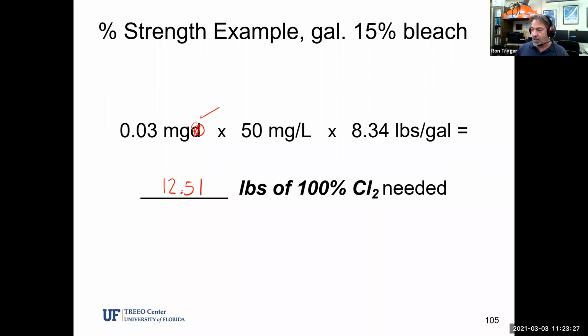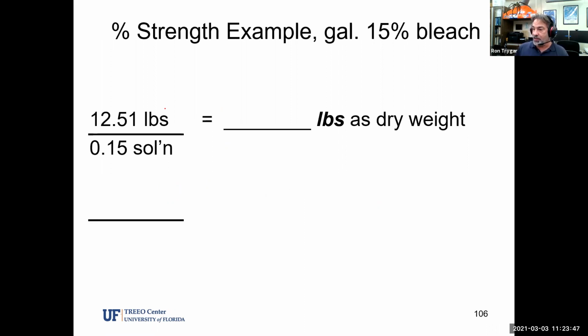12.51 pounds of chemical. Now notice it's significantly more than the previous example because now we're dosing 30,000 gallons instead of 10,000 gallons. And the dosage is still the same as far as 50 milligrams per liter, but it's a lot more volume. So 12.51 pounds of 100% chlorine are needed. So we carry that number into our next slide.